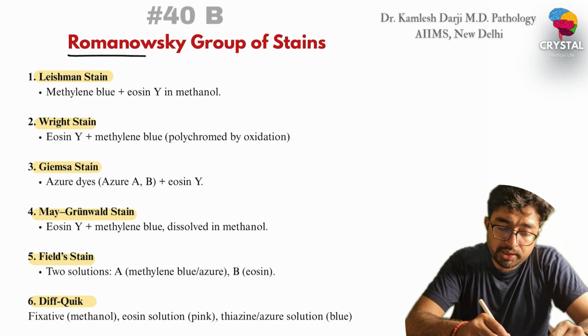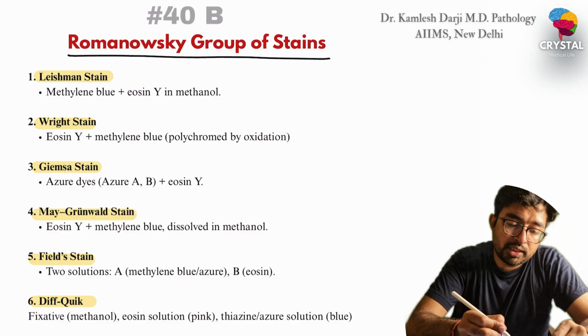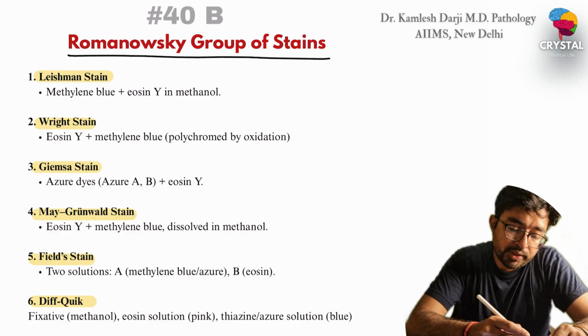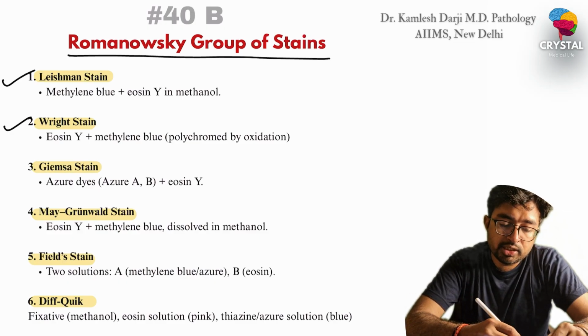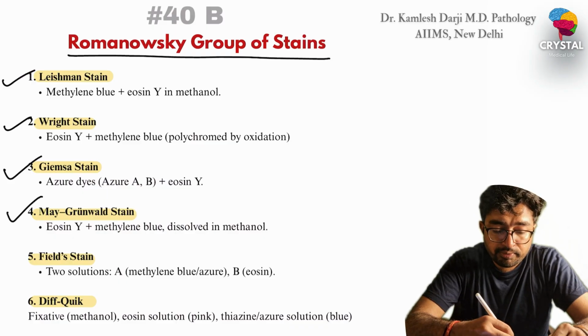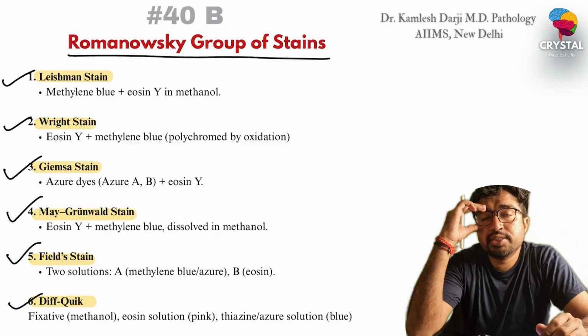And the last one is the Romanowsky group of stains. If somebody asks you which stains come under the Romanowsky group: first one is the Leishman stain, second one is the Wright stain, third one is the Giemsa stain, fourth one is the May-Grunwald stain, fifth one is the Field stain, sixth one is the Diff-Quik stain.